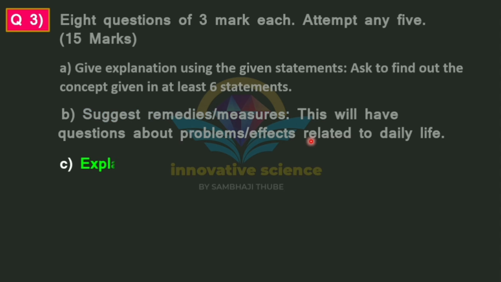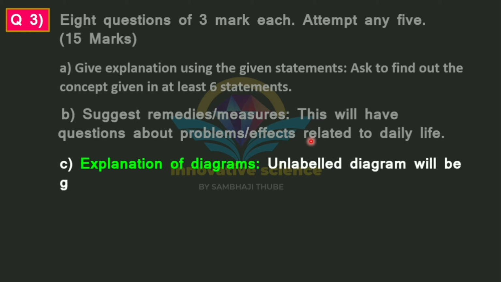Then the next point is explanation of diagrams. An unlabeled diagram will be given to label and explain. Any diagram will be given to you, and on this diagram a few questions will be asked. There will be no labeling on this diagram. This diagram can also be any rule or law.